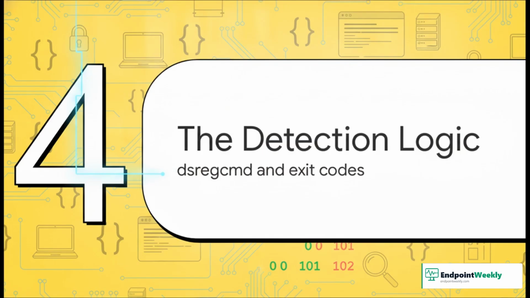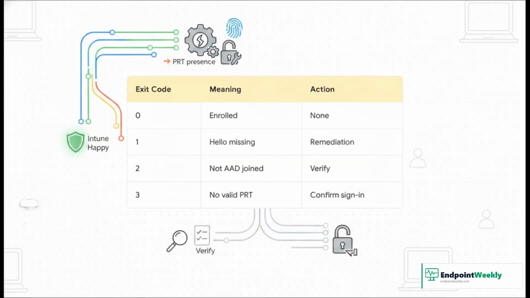We're looking at dsregcmd, hash tables, and those crucial exit codes. Now, what's really interesting about this slide is how beautifully simple and bulletproof the logic is. The detection script basically runs the command dsregcmd /status and pulls that output into a hash table. Then it relies on these 4 exit codes.